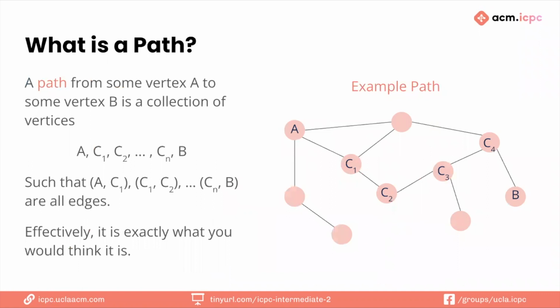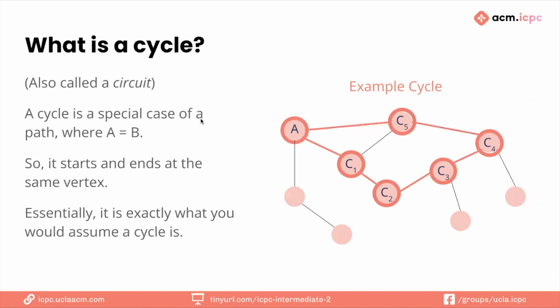Another important concept in a graph is a path. Essentially, it's what you think it would be. It's a collection of vertices that are ordered and each connected subsequently that shows a path from one vertex to a different vertex. Some paths are cyclical, and they form a cycle, or also called a circuit. Essentially, it's exactly what you think it is. It's when the path starts and ends at the same vertex.